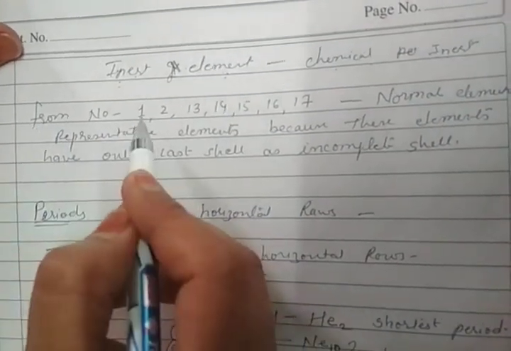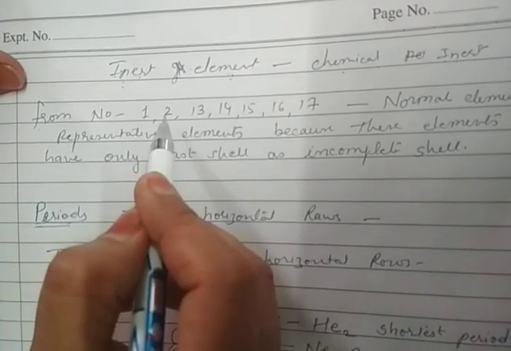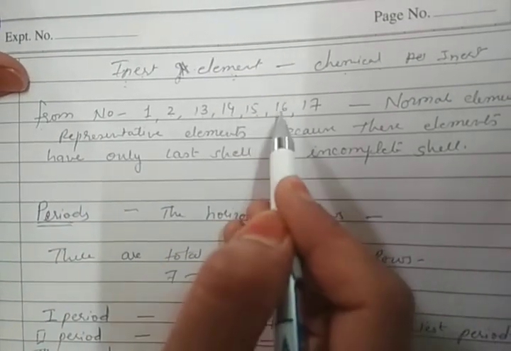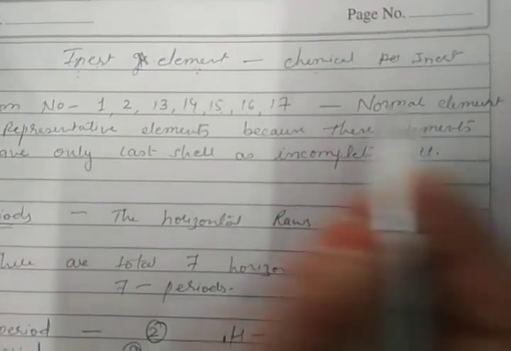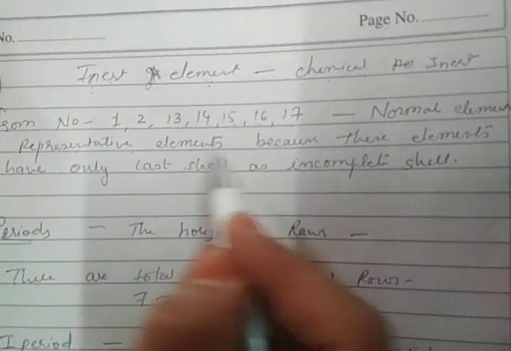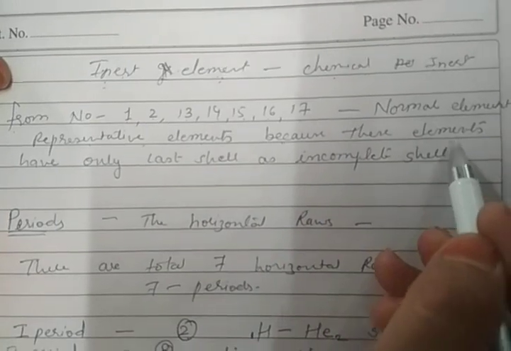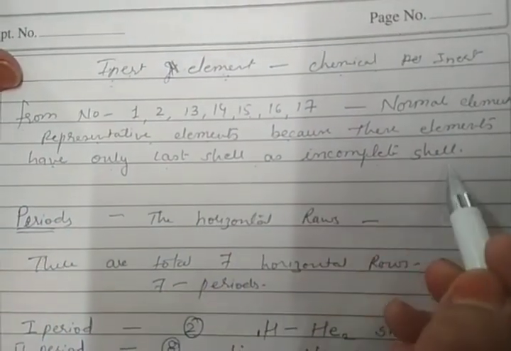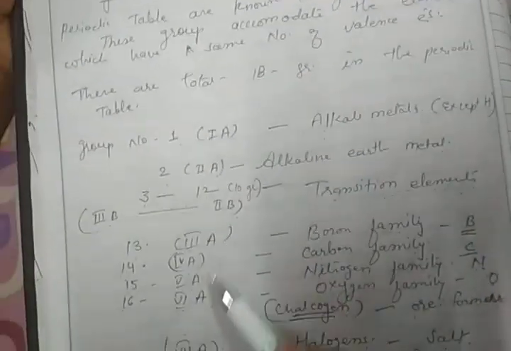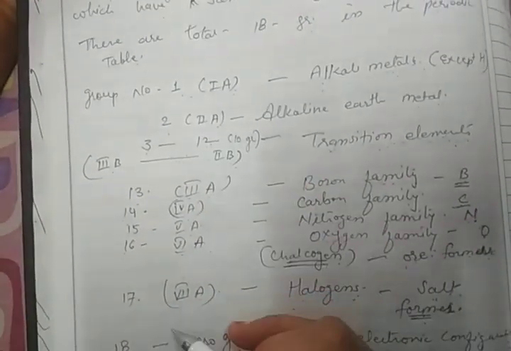Now, groups number 1 to 13, 14, 15, 16 and 17 are known as normal elements, or representative elements, because these elements have only the last one shell as an incomplete shell. Now we have to remember all the ideas and the names and the allotted group names and numbers.